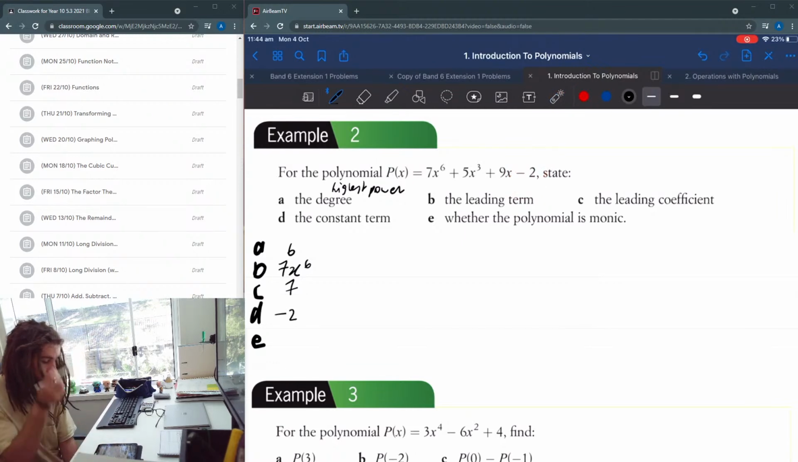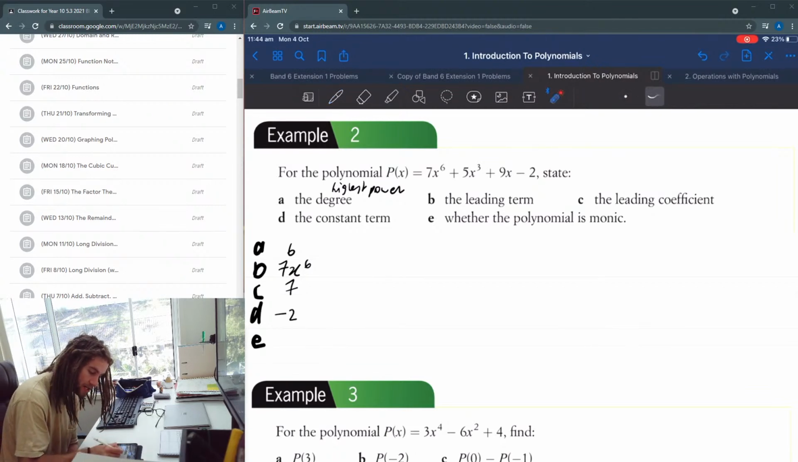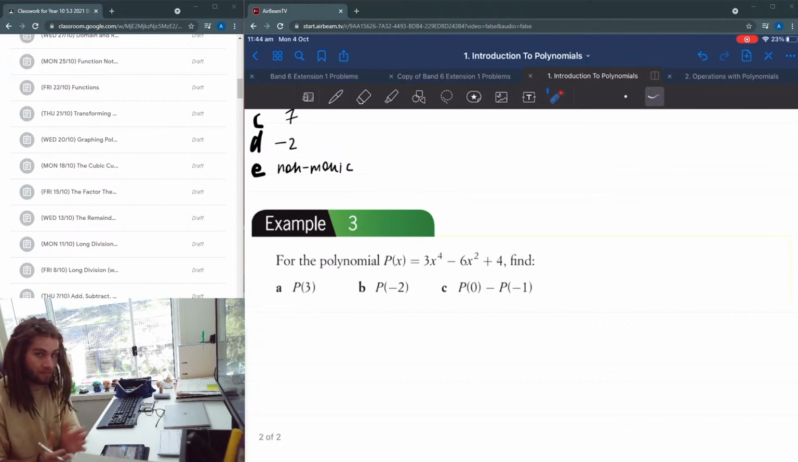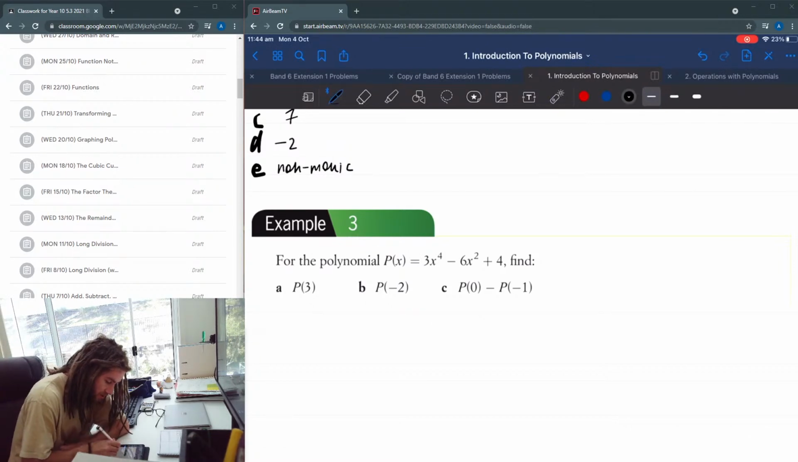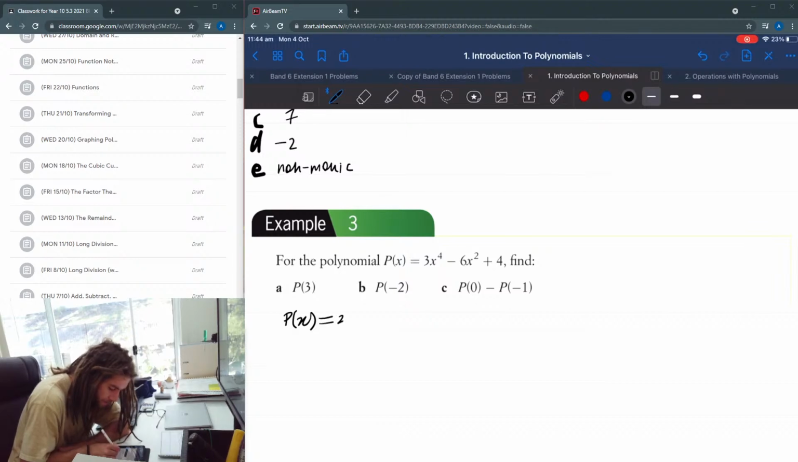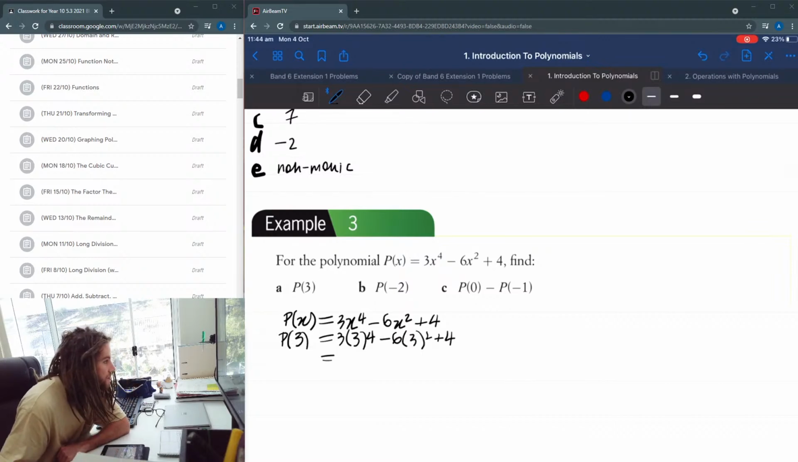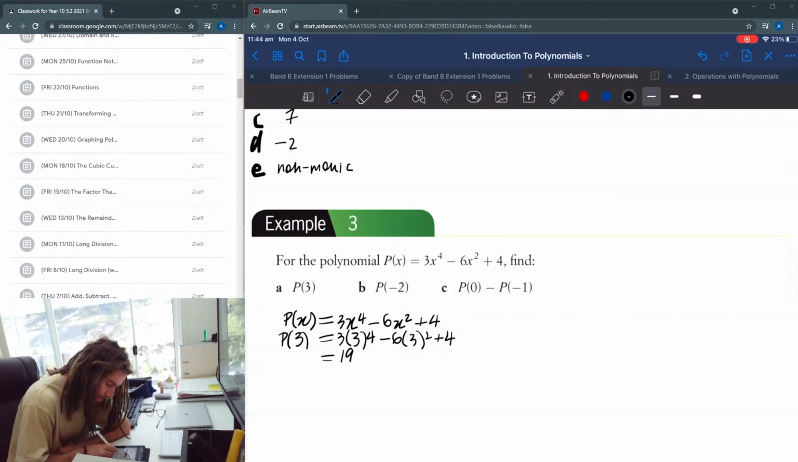And whether the polynomial is monic. It's not monic because the leading term, so this thing, has a 7 in front of it. So it's non-monic. If that there was a 1, you would say it's monic. Okay, last thing, let's start using our machines. So I've got, and I like to write them on top of each other, P of x is 3x to the power of 4 minus 6x squared plus 4. P of 3 is just going to be 3 inserted where the x is. And that's going to be, off the top of my head, 193.